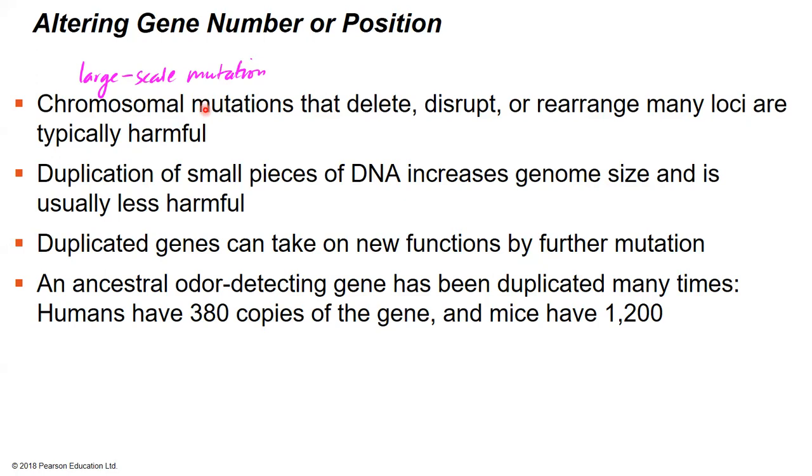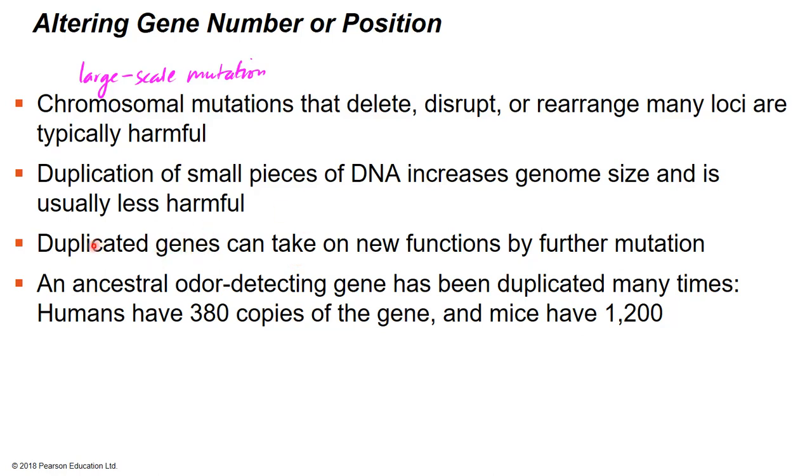These large scale mutations could lead to the deletion, disruption, or rearrangement of many loci. And if these loci contain genes, this might lead to genetic variation. Some regions of DNA might be duplicated, as we saw in the previous chapter. And these duplicated genes might accumulate mutations, and now they become new genes with new functions.